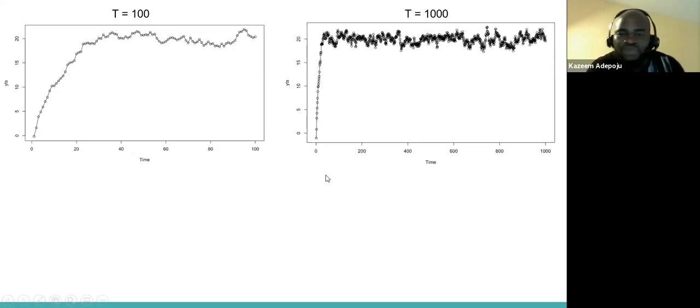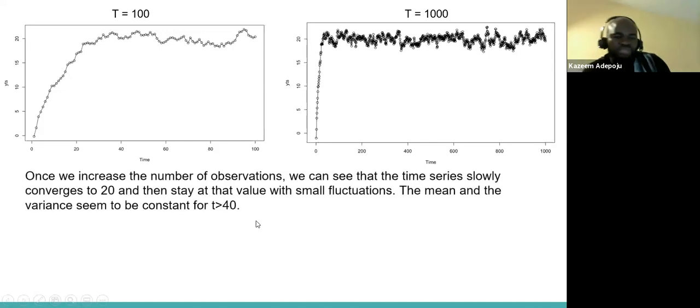But if I look at it over 1,000, it could be so many days, or even more, and this is exactly what I'm actually going to have. Can you see that now? So what were we trying to say? What we're trying to say is that as we increase the number of observations, we can see that the time series slowly converges to 20, and then stays at that value with small fluctuations.